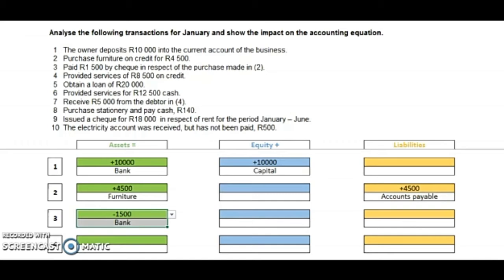Since we created a payable of 4,500 Rand, we should now record 1,500 Rand against it, as 1,500 Rand of the 4,500 Rand are now being paid. Liabilities will therefore decrease by 1,500 Rand, which will result in a balance of 3,000 Rand in our books. Our first entry was an increase of 4,500 Rand to accounts payable, and now we are recording a decrease in accounts payable of 1,500 Rand. 4,500 minus 1,500 will leave a balance of 3,000 Rand.